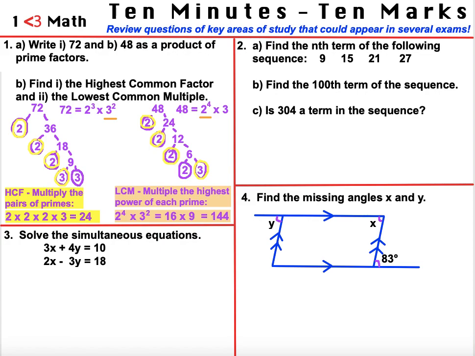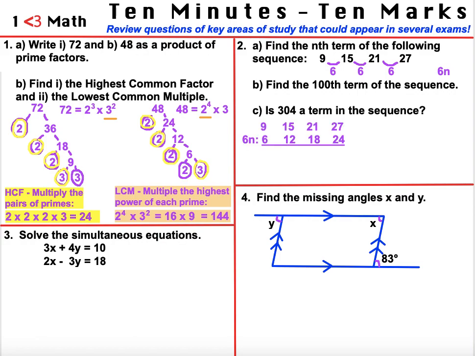Always. So question 2. Find the nth term of the following sequence. We can identify that this sequence is linear because it's going up in the same amount every time. It's going up 6 every time. So because it's going up 6 every time, we write down 6n.